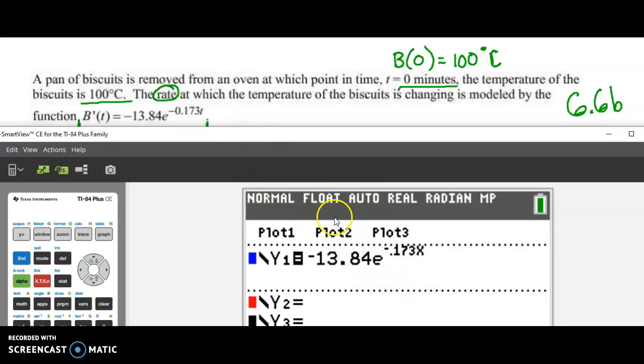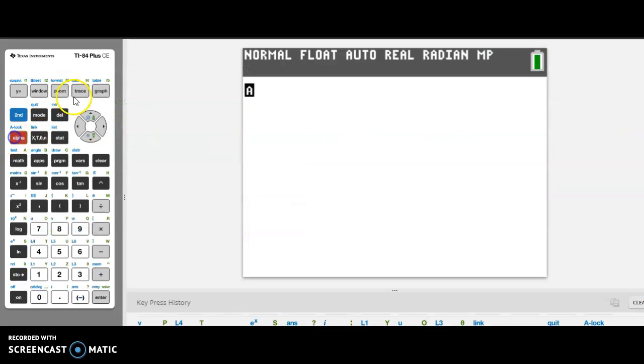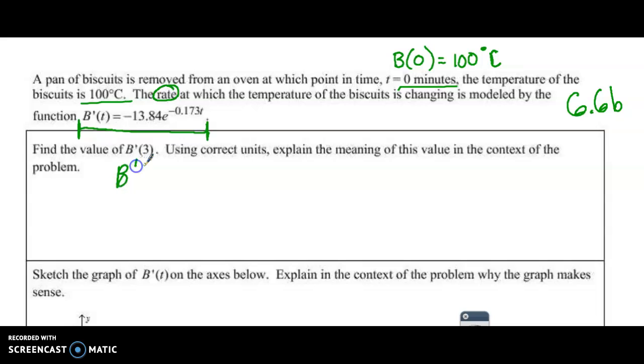So if I ask for b prime of 3, on the home screen I can just hit alpha trace with parentheses and just plug in 3 right there. I can see that I get negative 8.236. And the units, because it's a rate, is degrees Celsius per minute. And that is the rate that the biscuits are decreasing at t equals 3 minutes.